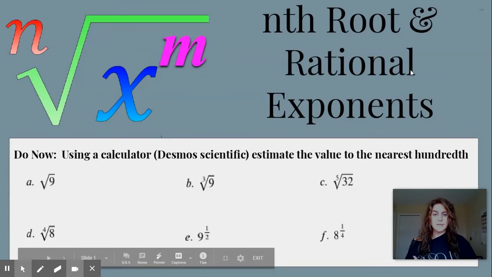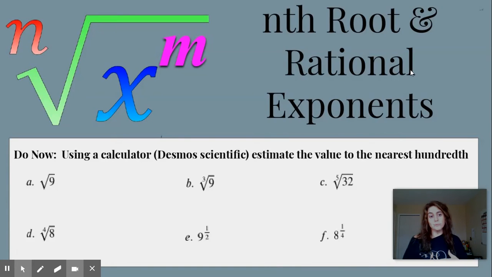Hi guys, so today we're going to talk about nth roots and rational exponents. So in the past, we've been focusing mainly on square roots. So we have had nothing in the front, in that little hook part of our radical. We've had no index here, just like we see in question A, square root of 9.